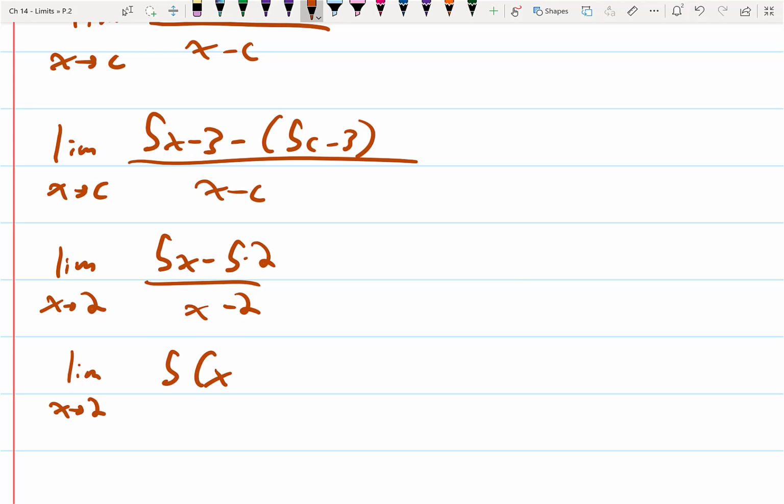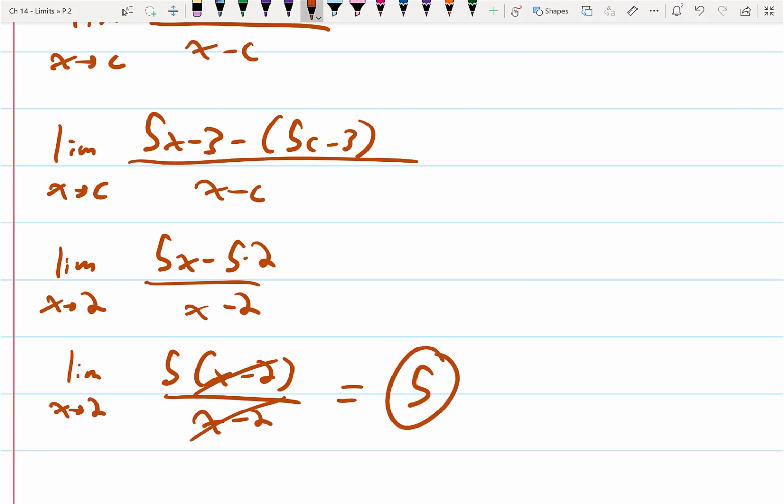Take out a 5, I get 5 times x minus 2 over x minus 2. Cancel the 2's, and the limit is equal to 5. And maybe right up here you can see that it actually didn't matter at all what c was equal to, because x minus c was going to cancel anyway. In a later problem it will, so that's okay.